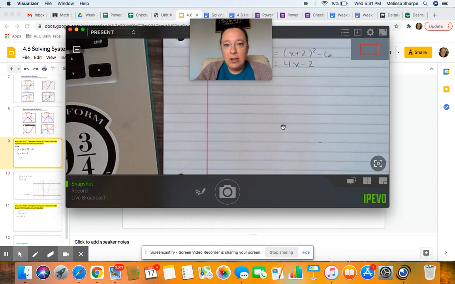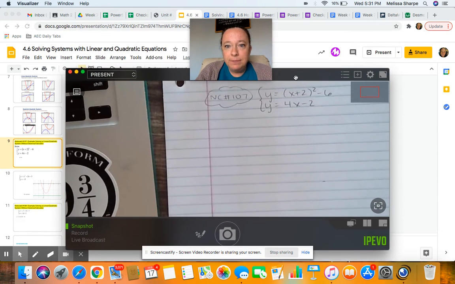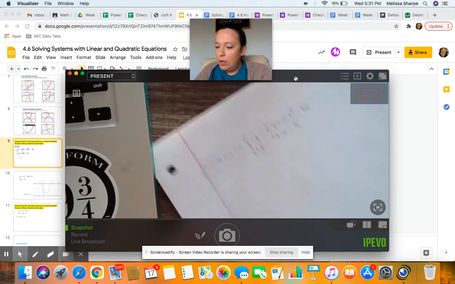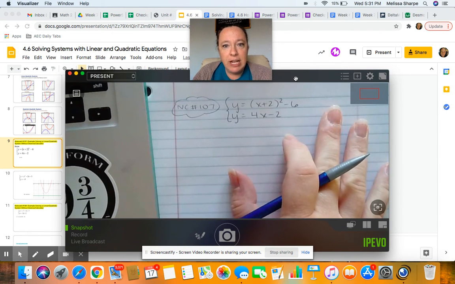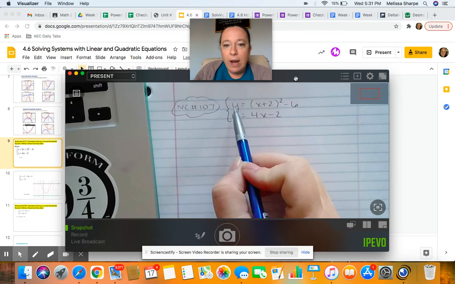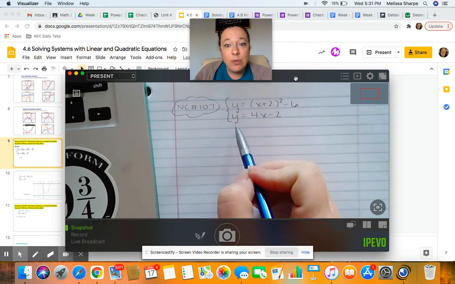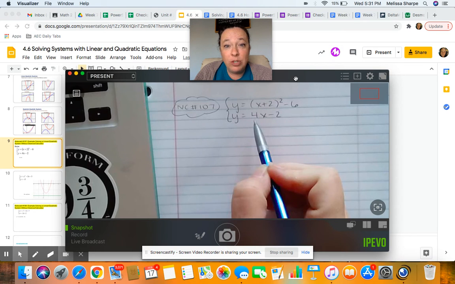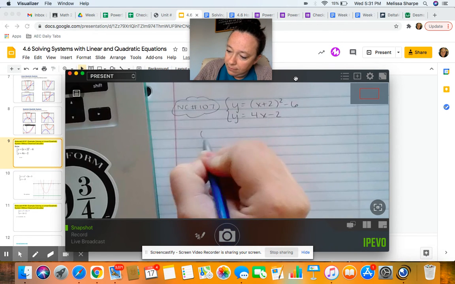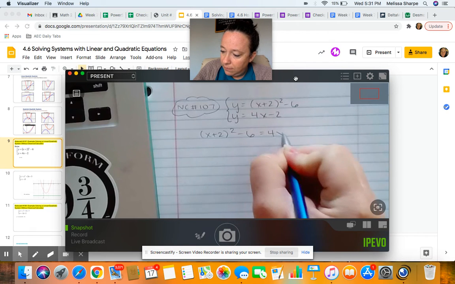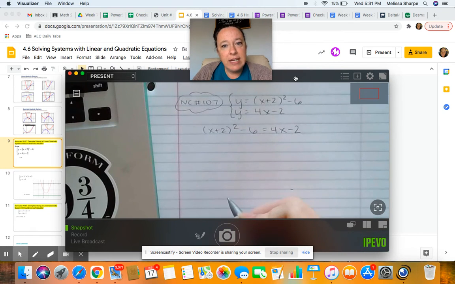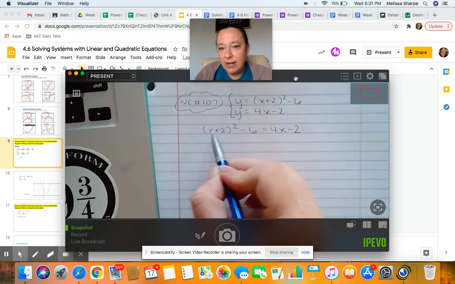All right, so I am on my document camera, and we need to solve this by hand. And in Math 1, you learn substitution, and that's how we'll be doing this. We have y equals a quadratic and y equals a linear. So we can just set them equal to one another. Now we're trying to solve for x, and I have an x here and an x here.